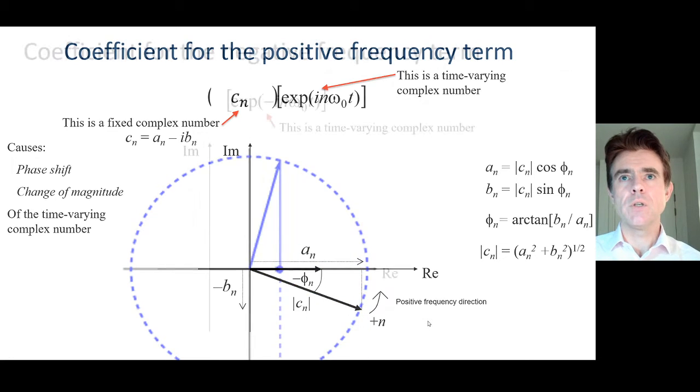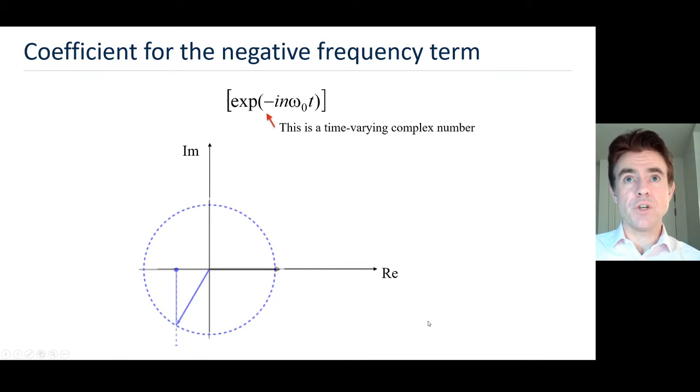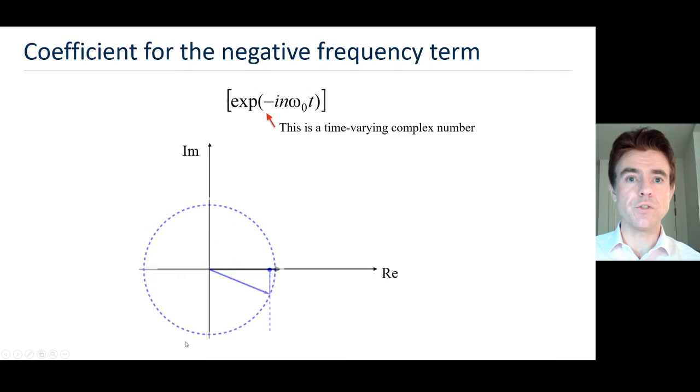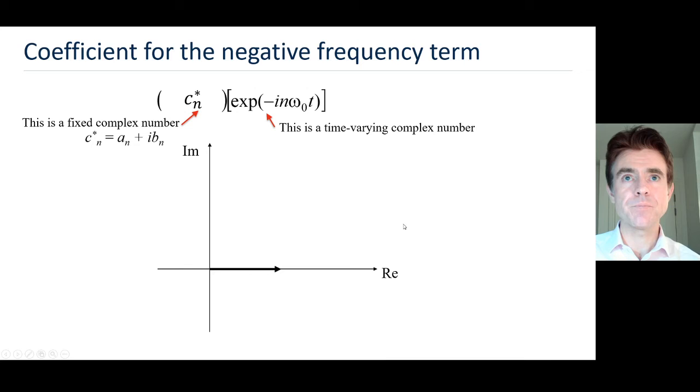Okay. Right, so with the negative frequency term, we have a similar situation. There's the complex exponential for minus i n omega naught t. We've looked at that already, and it's just this unit circle being traced out by that complex number.